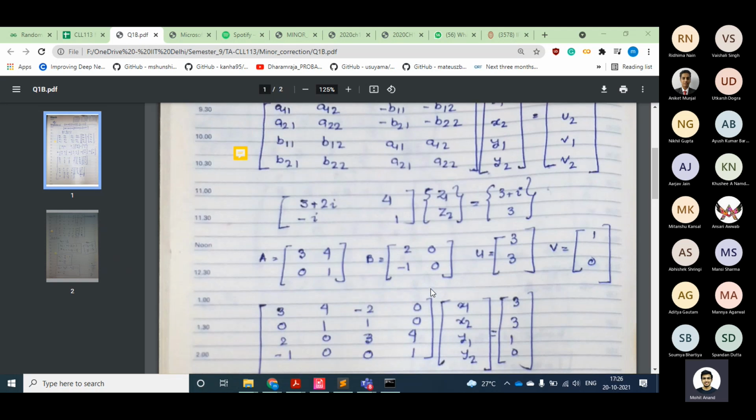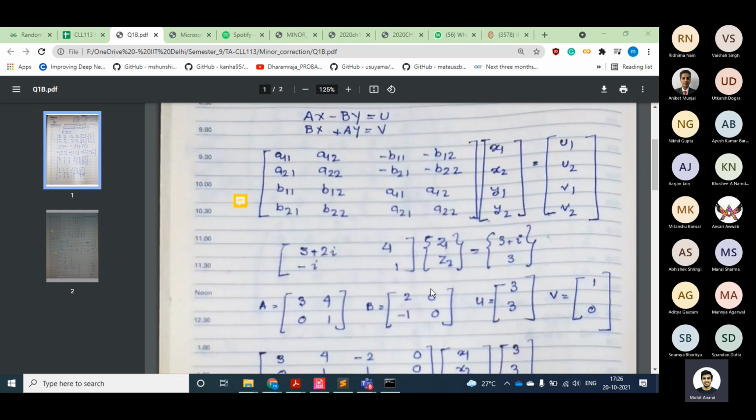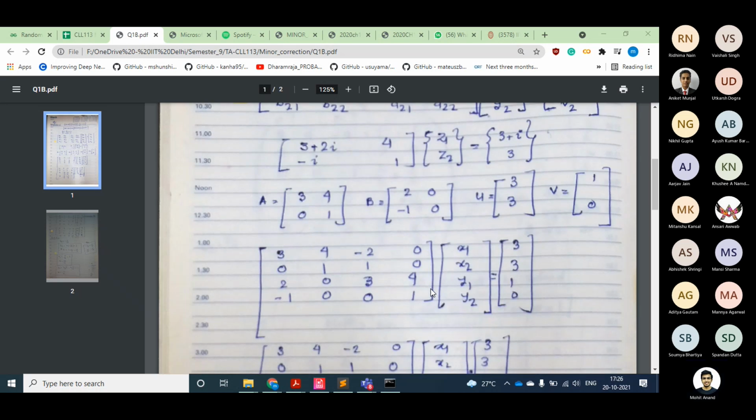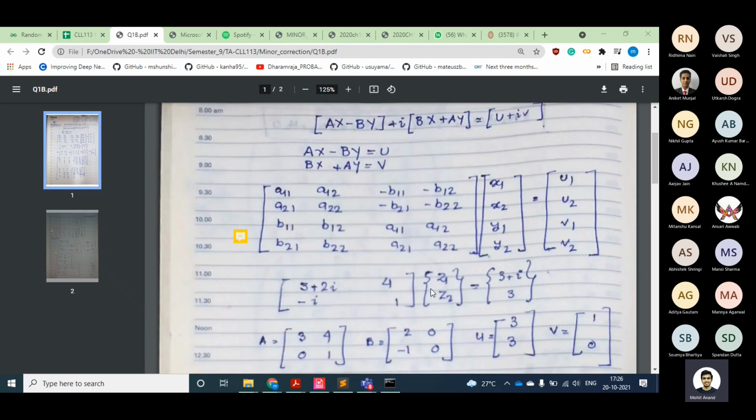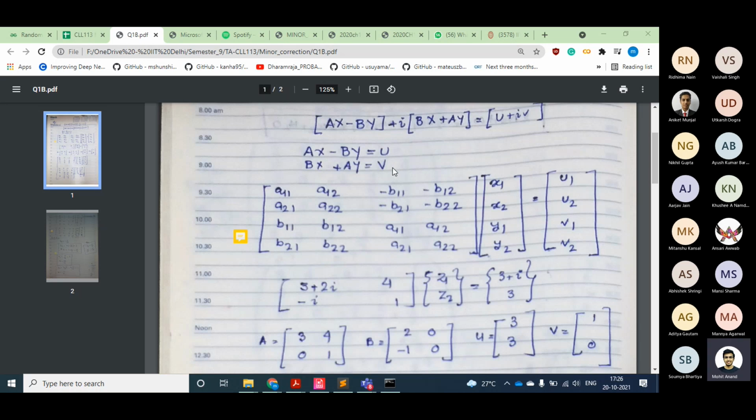Right, so in this particular solution, it is done by separating the complex part and the real part. Here you can see that ax minus by equals u and bx plus ay equals v is also written. So here they are separating the real part and the complex part, and then they have made the matrix which you need to solve. So for this part, to just write the matrix, you had 7 marks.